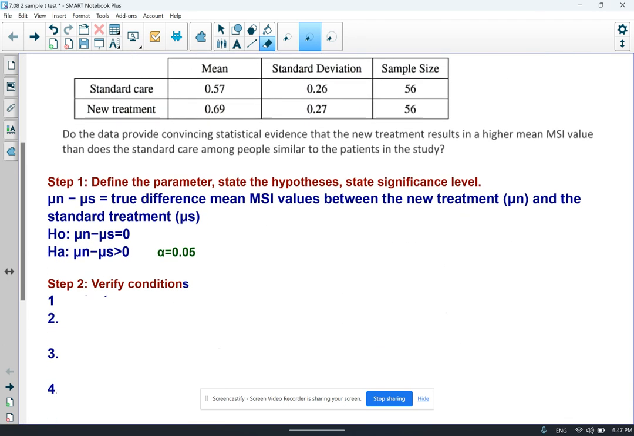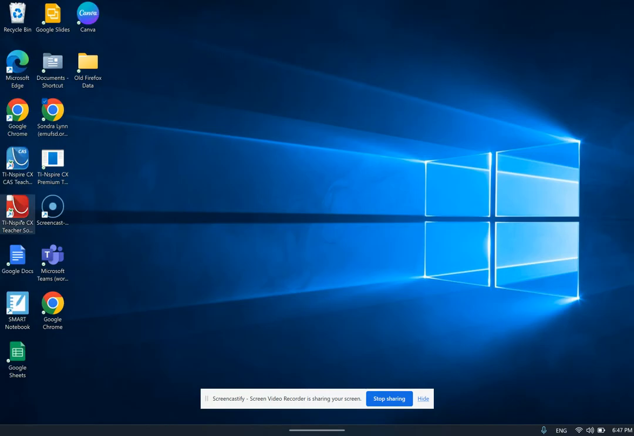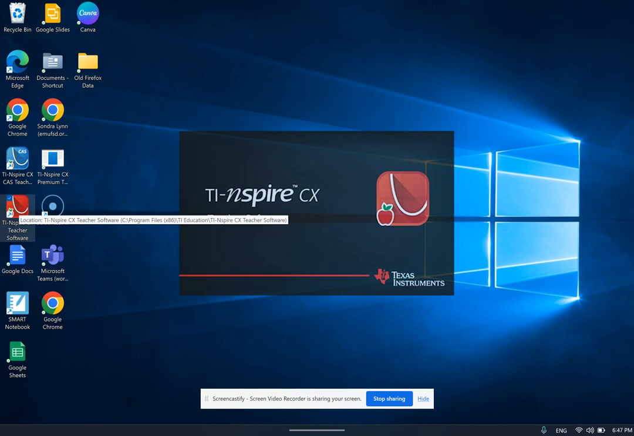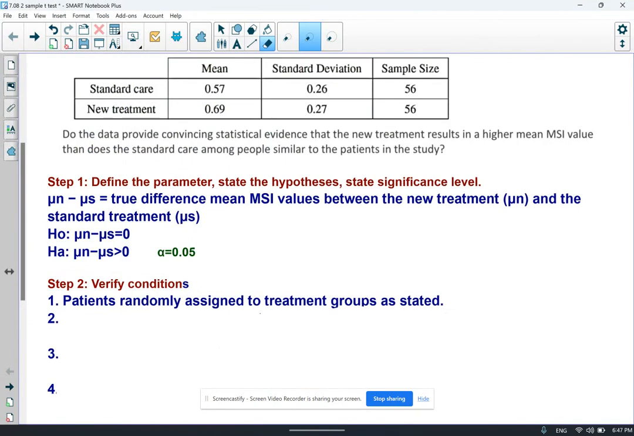You now need to verify the conditions. And so the first condition is the patients were randomly assigned into the treatment groups. I just realized I didn't open up my calculator, so I'm going to open it up now and continue on with the rest of the conditions while we wait for it to open. So patients were randomly assigned to treatment groups as stated.